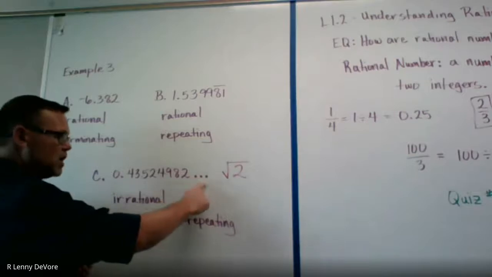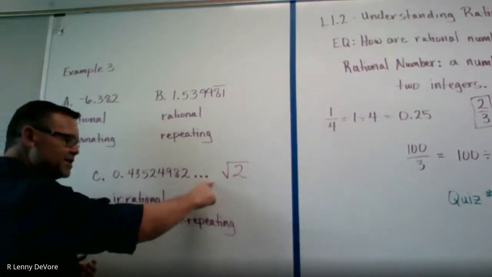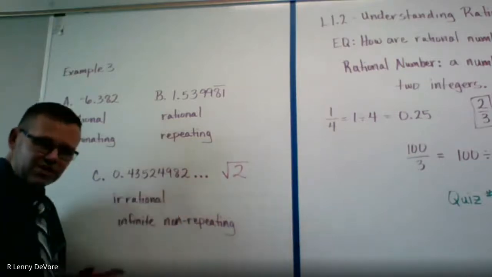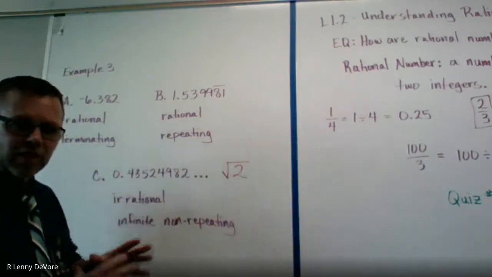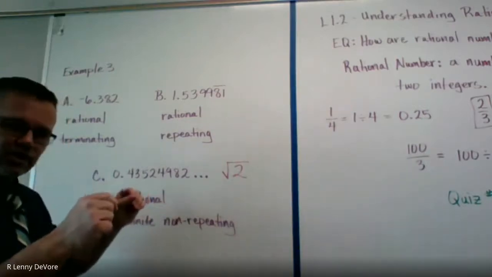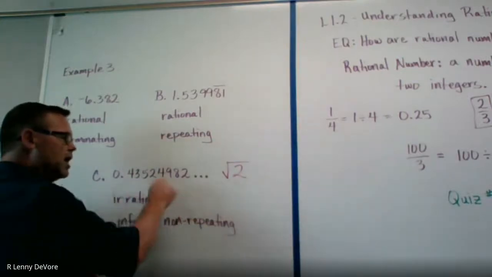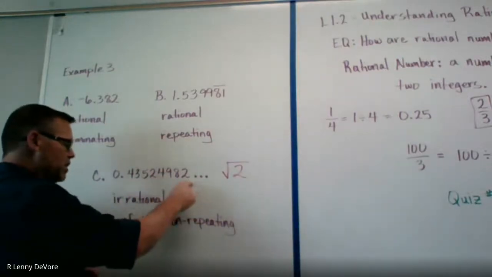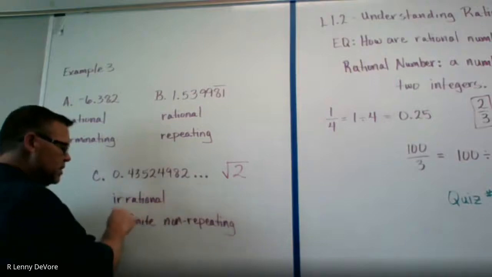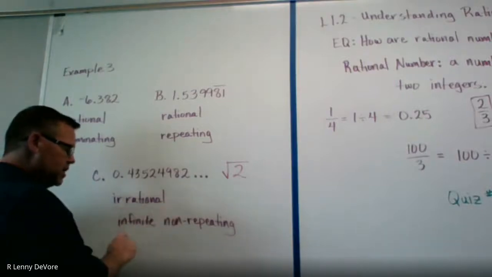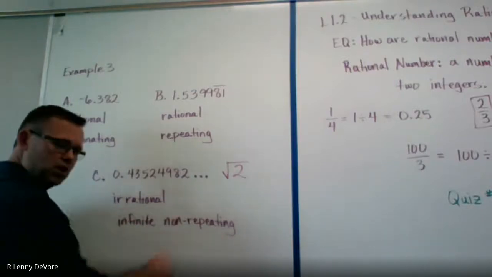0.43524982 ... this means that it's infinite. Remember in those sets of numbers that we did in lesson 1, we had sets that had dots on either end. That meant it was infinite. This goes infinitely this way, and it's not repeating. This makes it irrational, and it's an infinite non-repeating number.